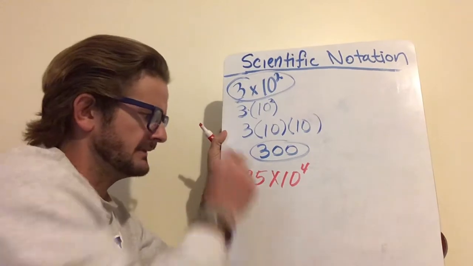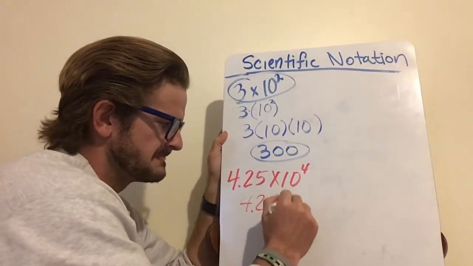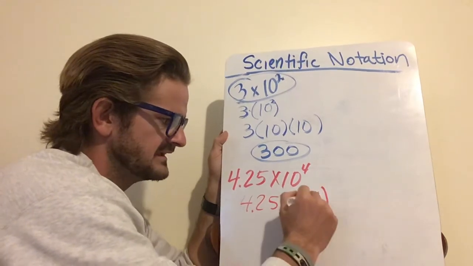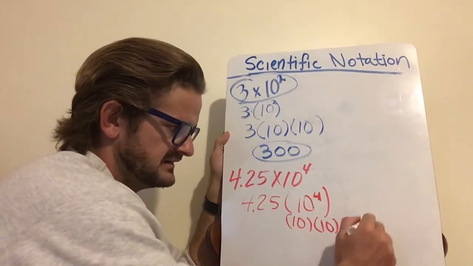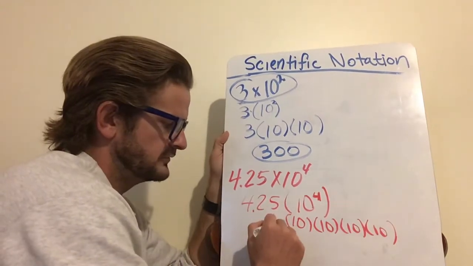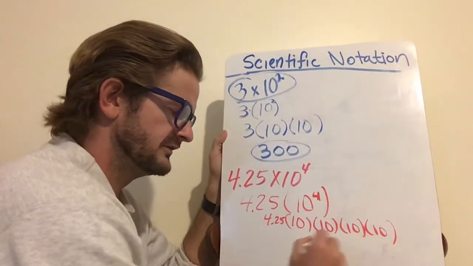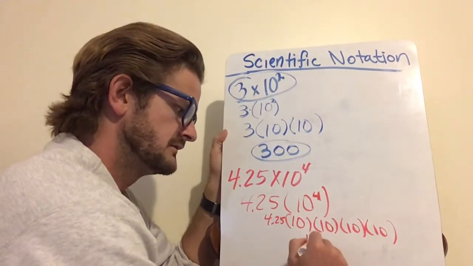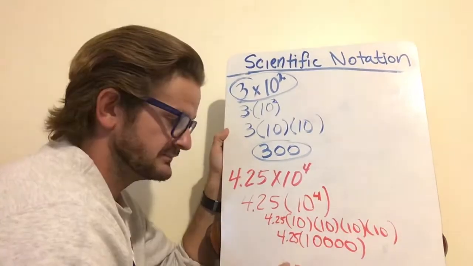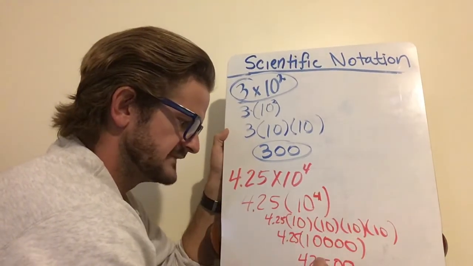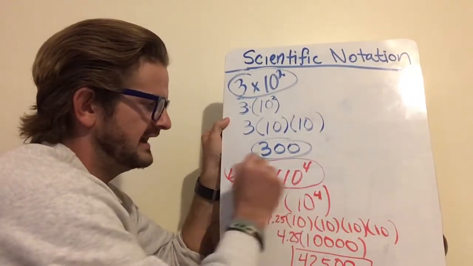Let's move to the second example, 4.25 times 10 to the 4th. I'm going to use what we know about exponents to write this as 4.25 times 10 times 10 times 10 times 10. The 10 to the 4th power is 10,000. So it's 4.25 times 10,000. And then we simplify that, and we get 42,500, which is equivalent to 4.25 times 10 to the 4th.